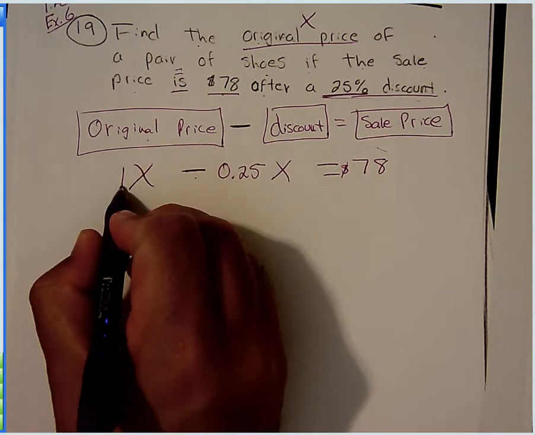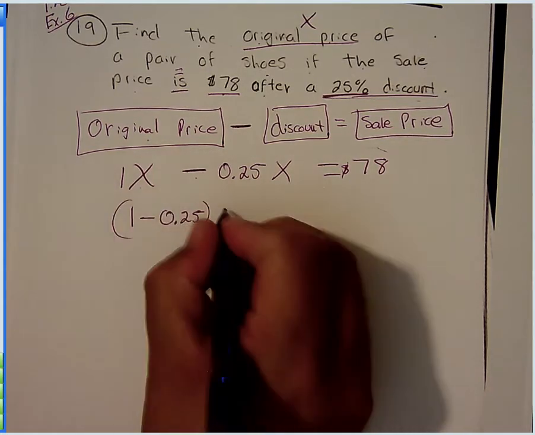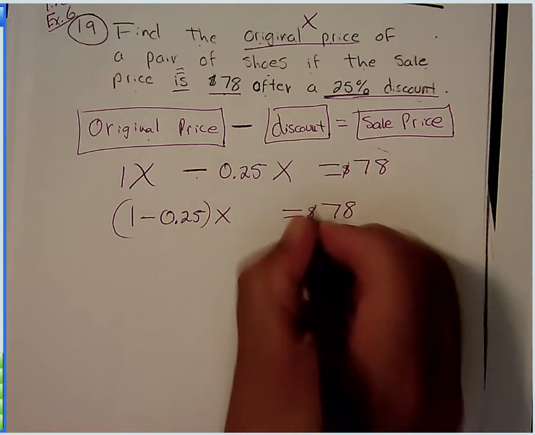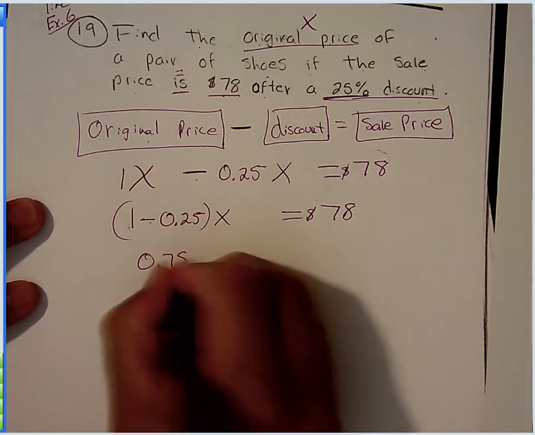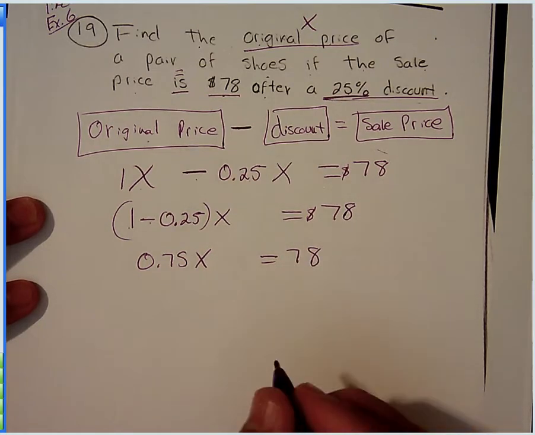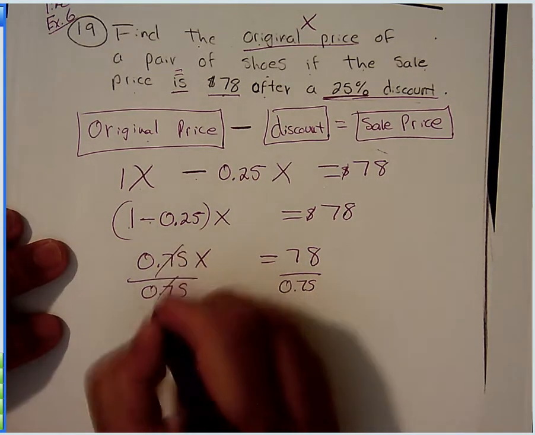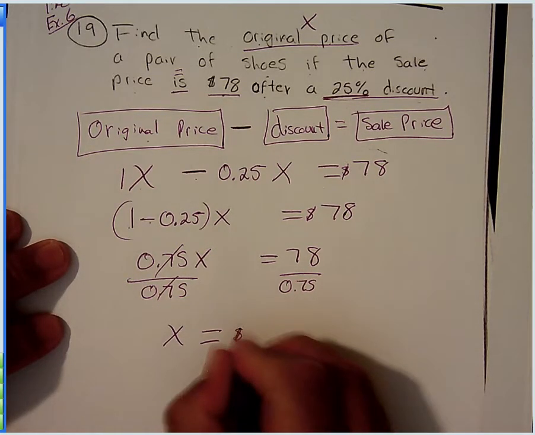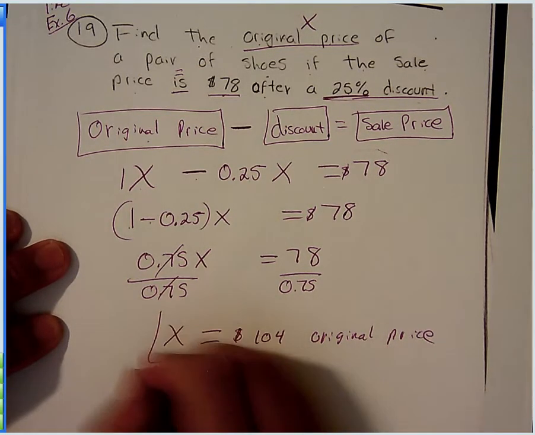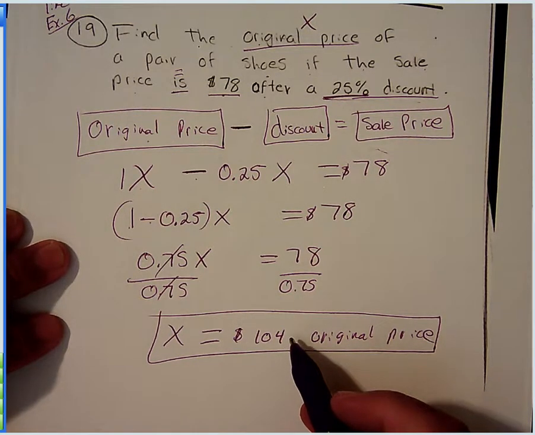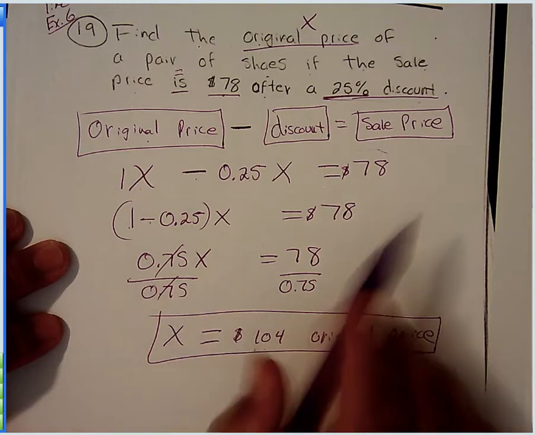Okay, remember there's a 1 here. So what are we doing? 1 minus 0.25, right? Equals $78. So 1 minus 0.25 gives us 0.75x equals the $78. Now we divide, so x should equal $104. This is the original price. So that's the original price of the shoes. You see they were $104. With the discount, they went down to the $78.